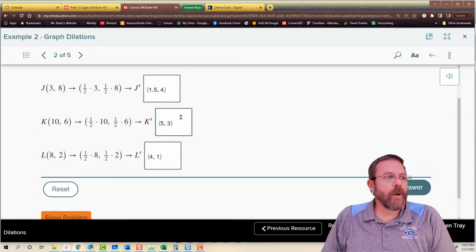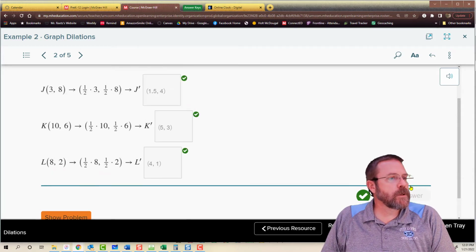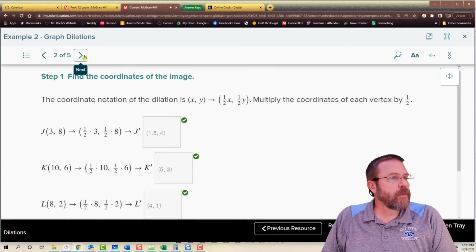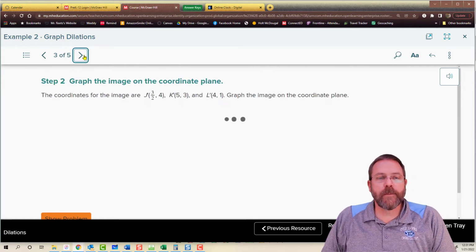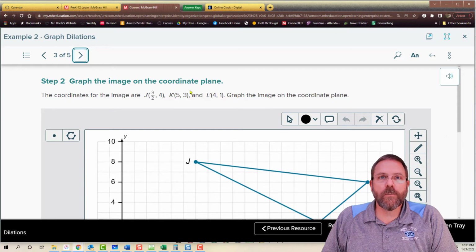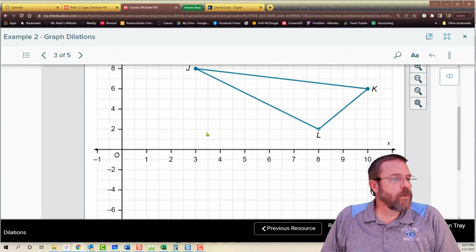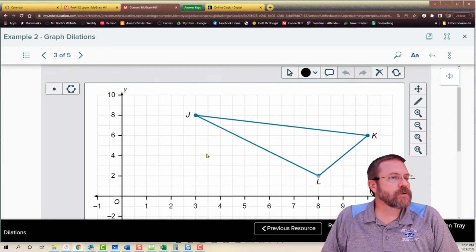Alright, I plugged all of my 1/2 values in. I'm going to hit check. It checked it. It did like the decimal value. That makes it nice. From here, all we have to do is plot those new points on the coordinate plane. So you can see our coordinate plane is broken down into half sections. Each one of the squares represents 1/2, which is going to be nice.